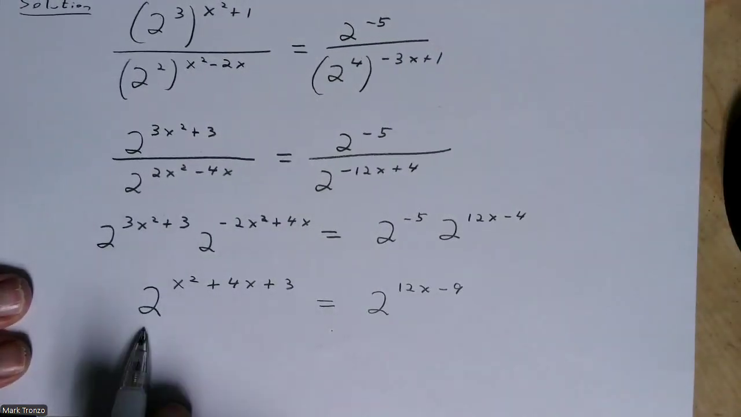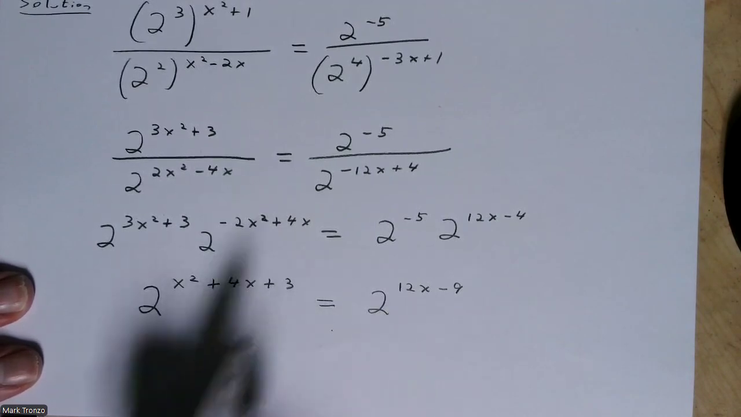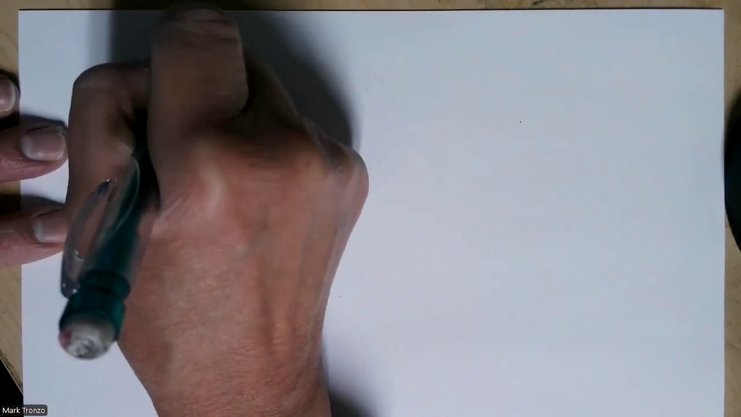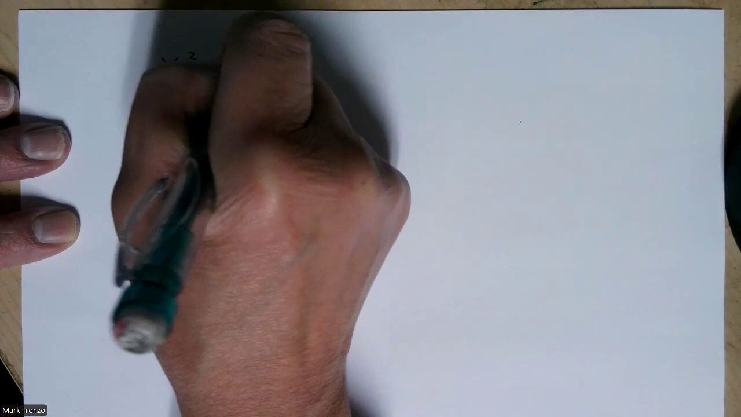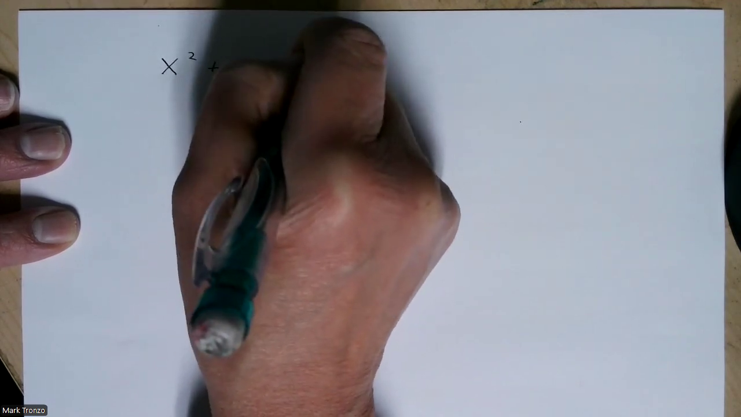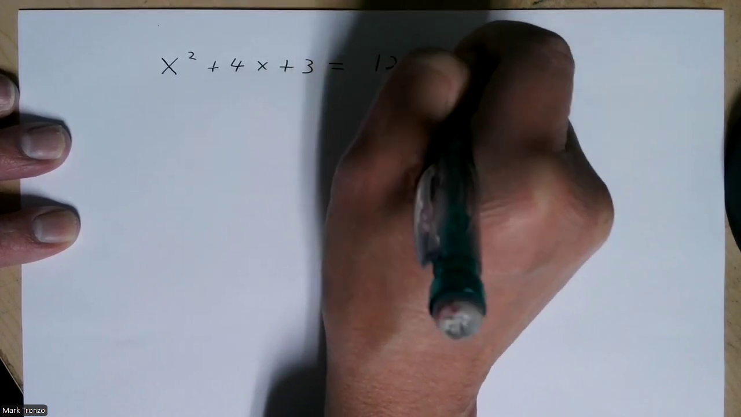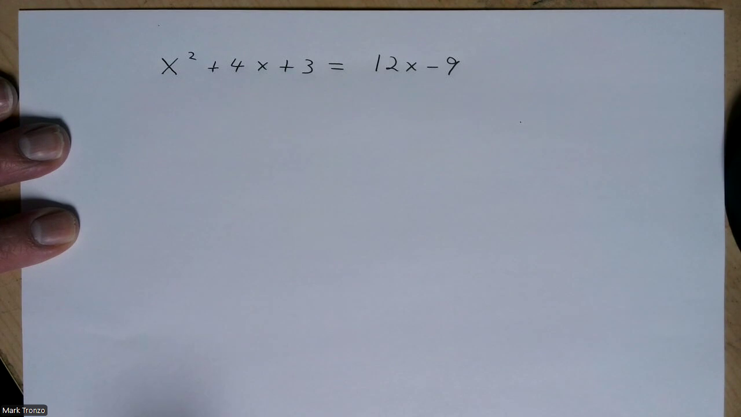So now we have the bases the same. Now we can set the exponents equal. And so let's continue here. So again, we're going to set these exponents equal. So it's going to be x squared plus 4x plus 3 equals 12x minus 9, like this.